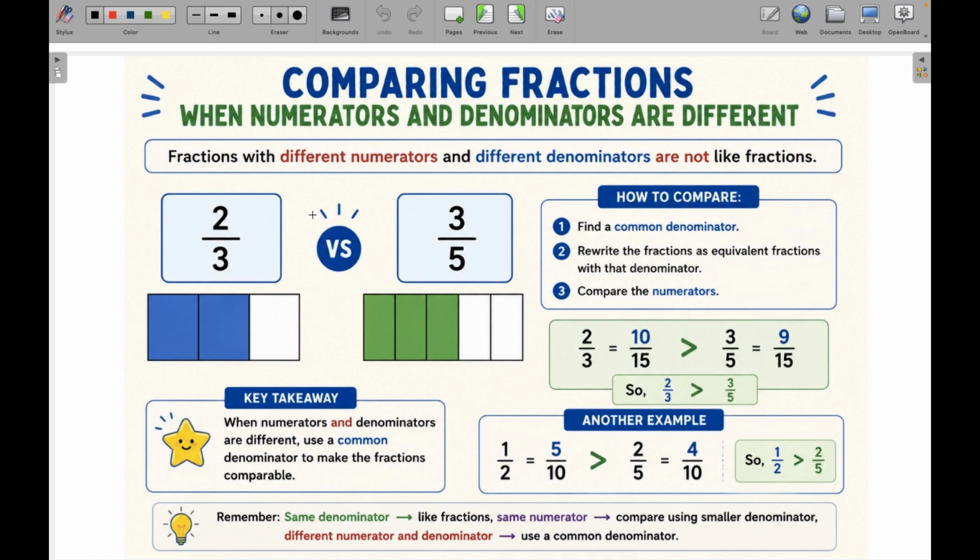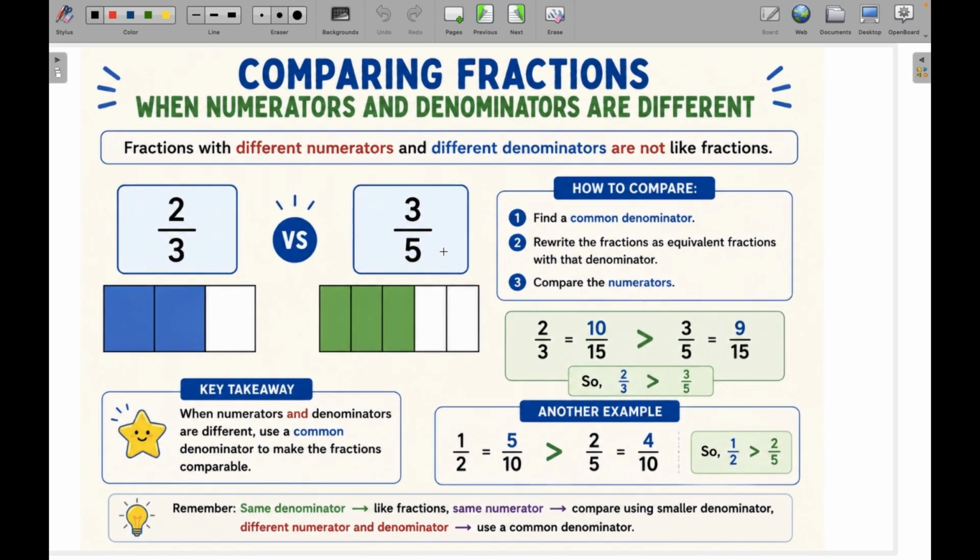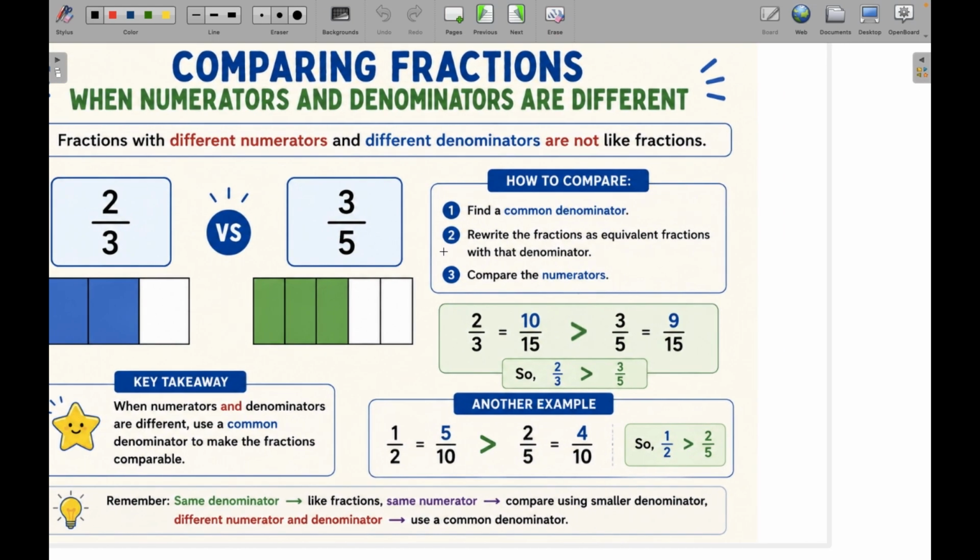So all the two methods that we have studied so far are not going to work. So we have to convert them to a common denominator, both of them, right? So we have to convert them to like fractions. So that is why understanding how to convert unlike fractions to like is so important. It will again help us in addition as well, right?